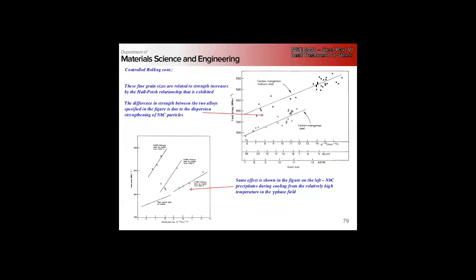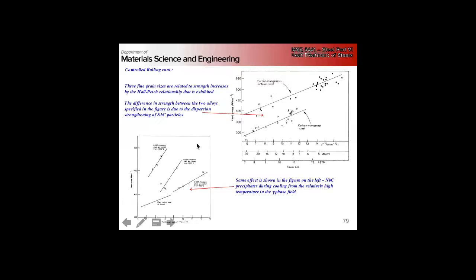We get additional strengthening, right? This is plain carbon steel with a little bit of manganese. If we have some niobium in it, we form niobium carbide. So that's our strength increase from the fine dispersion of niobium carbide, right?